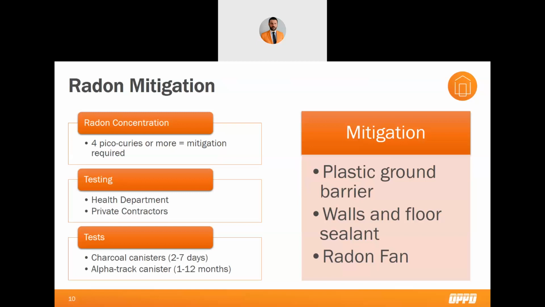If it is determined a home will need mitigation, there are a variety of ways this can be done by the contractor you hire. Installing plastic ground barriers and carefully sealing the seams, sealing walls and the floor of the basements or crawl space. In almost all cases, though, a fan system is connected to these strategies to help depressurize the soil, moving the radon gas out of the home.